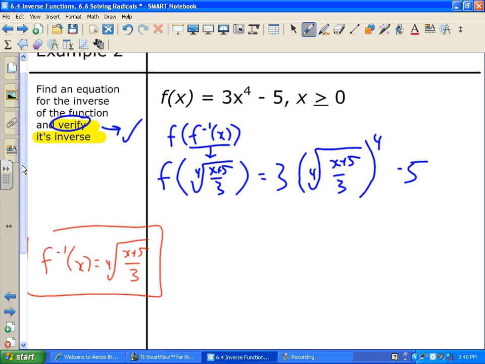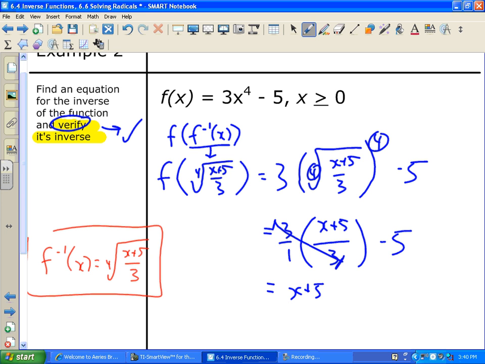Hopefully you'll see right now in this expression, remember we work only the right-hand side, that this fourth power and this fourth root will cancel each other out. So that's going to give me 3, and that fourth gets rid of that radical sign, x plus 5 over 3 here, minus 5. So I don't like fractions. It's not that bad of a fraction. That's 3 over 1. I have a giant 1 with these 3's. That's going to give me x plus 5 minus 5. X plus 5 minus 5 is just x.